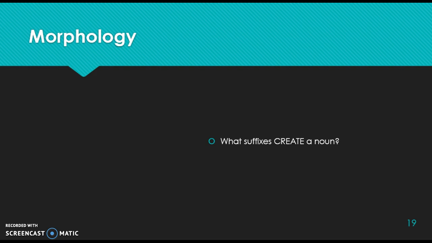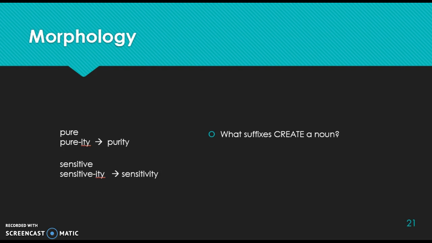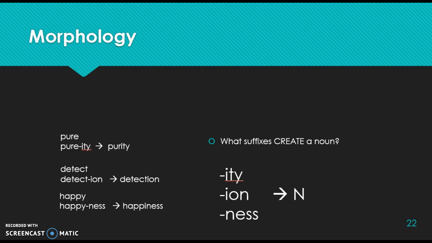We can also ask what suffixes create a noun, like he's known for his sensitivity. We know that sensitivity is a noun because we can use the substitution test. He is known for his car, he is known for his cat, he is known for his book, so we know it's a noun, but we also see that it has this ending, ity, and we see the same ending in other words like purity, not just in sensitivity. And so we see that this pattern might be that certain suffixes result in a noun category. Another one is ion, like detection, or ness, like happiness.